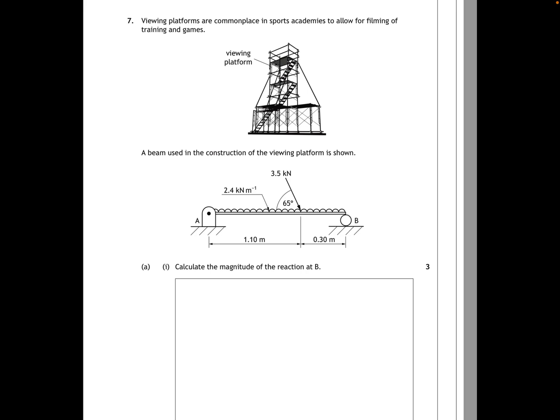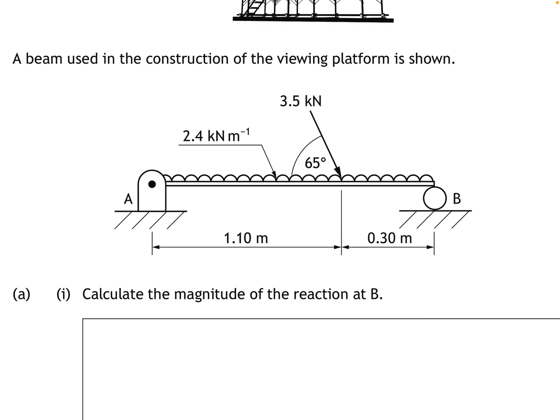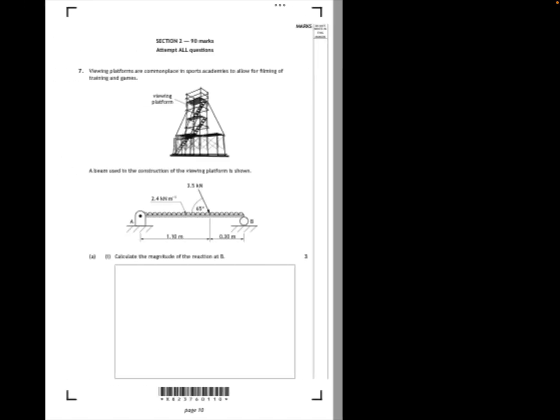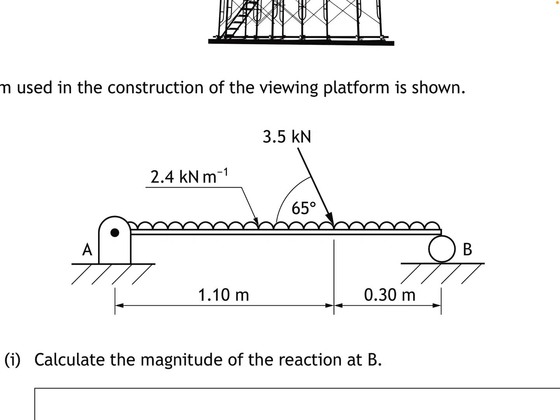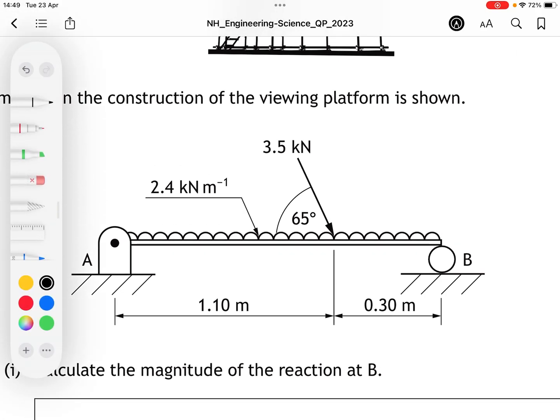Then we're shown a beam that's used in the construction of the viewing platform, and asked to calculate the magnitude of the reaction at B. One of the first things I think is helpful here is if we just identify what those different parts are, and then we can redraw it.